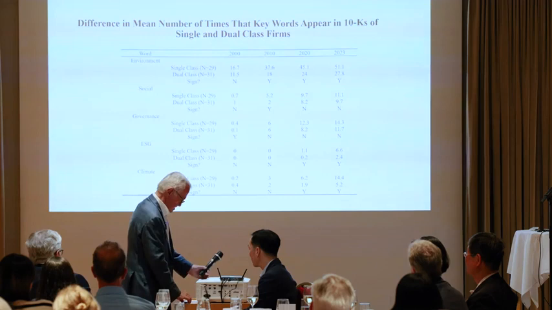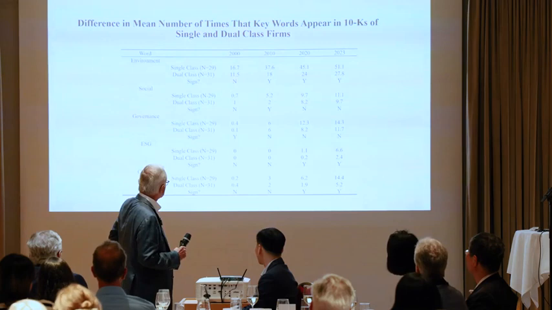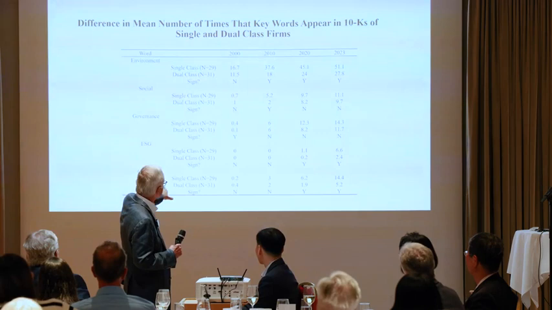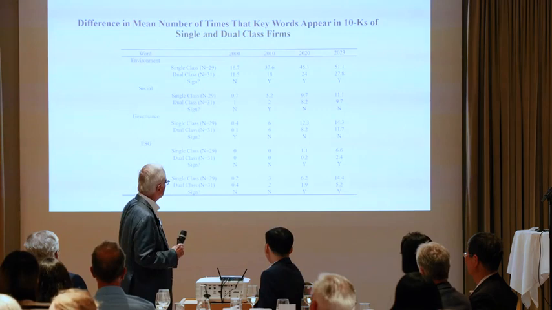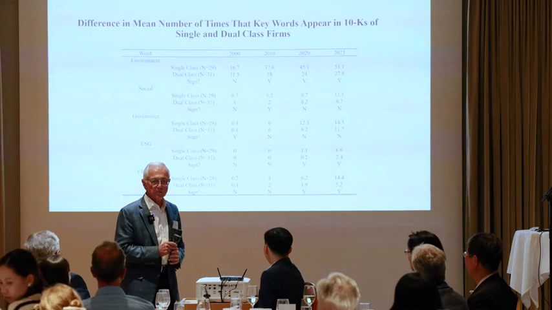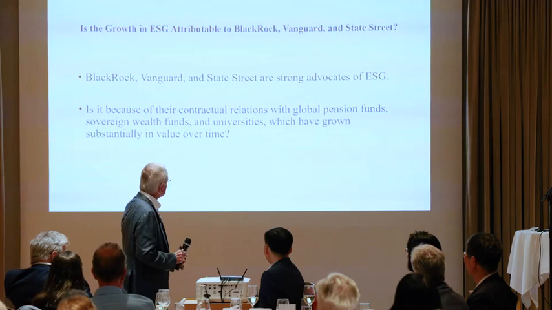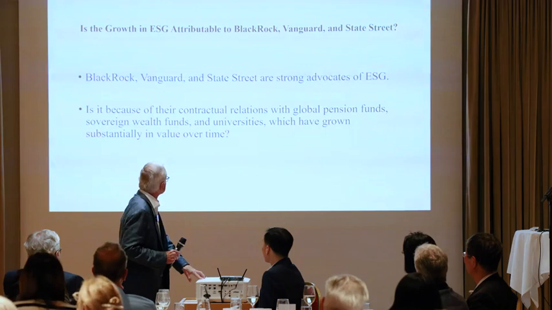And then when you go across the board, you see there are a lot of N's for significance, but if you look at the last two, ESG and climate, you see in 2020 and 2023 there are significant differences, and pretty much across the board, even when they're not significant, the single class use these words a lot more than the dual class firms. And then the derivative question is, is the growth in ESG attributable to the BlackRock, Vanguard, State Streets of the world?